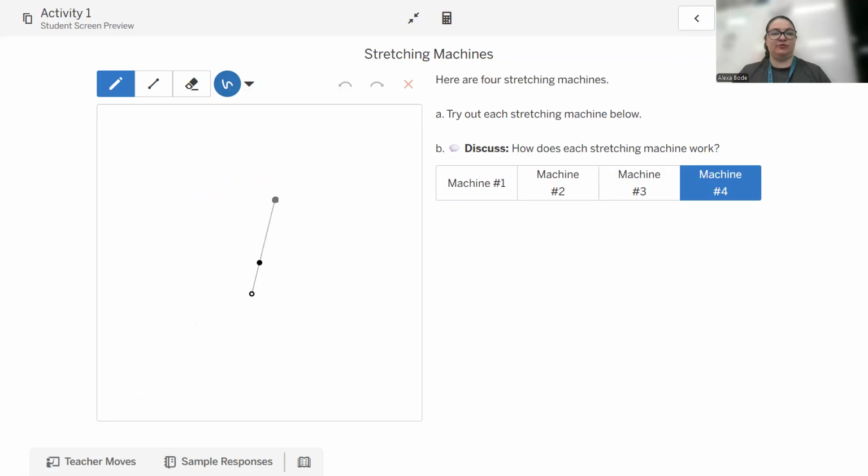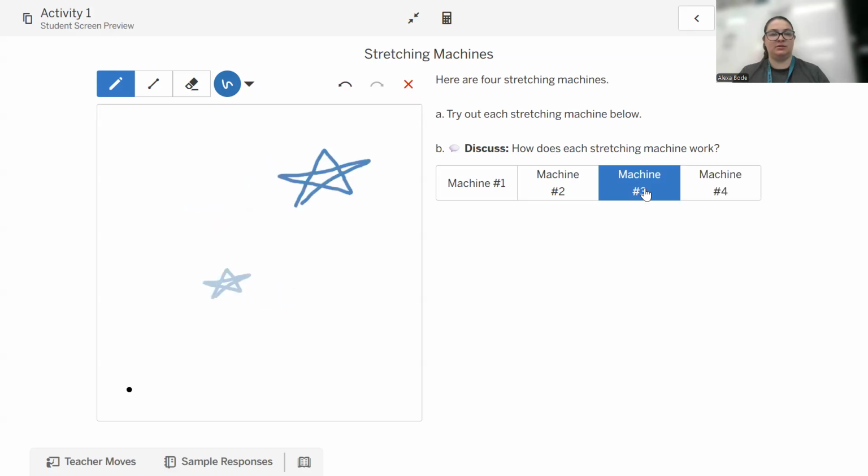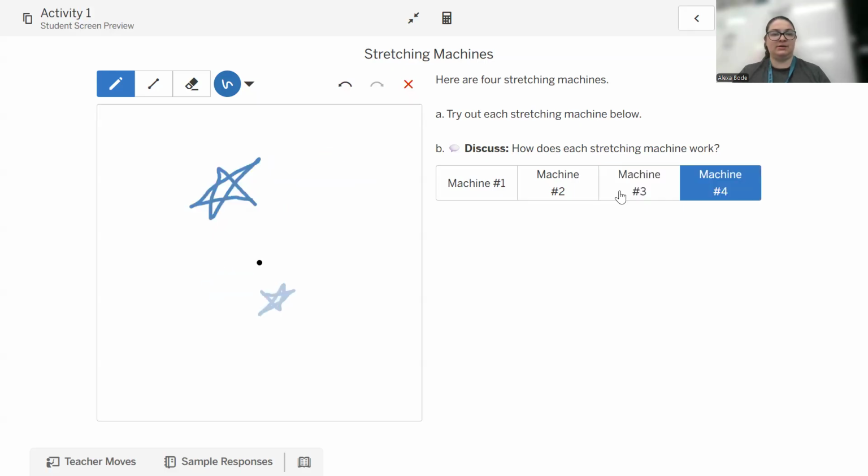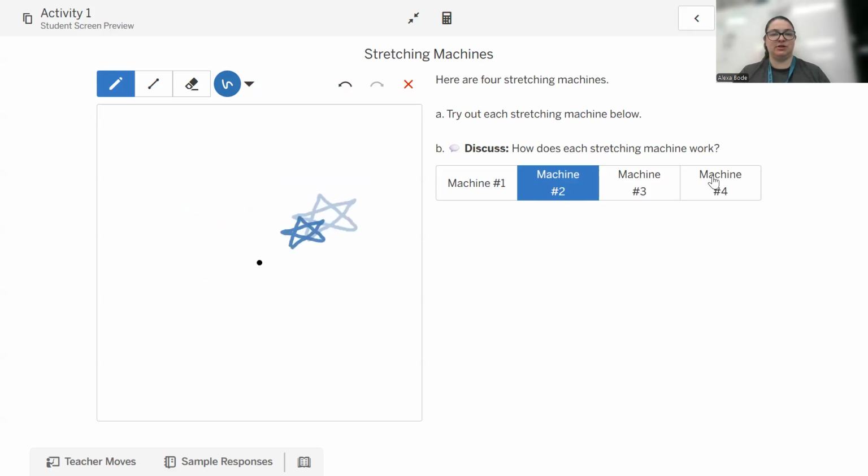So what is happening to whatever you're drawing on machine 3? And machine 4, what is happening to your drawing on machine 4? What happened this time? And how is this one different from machine 3?